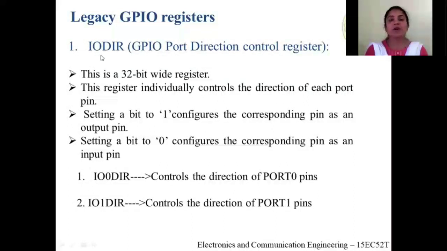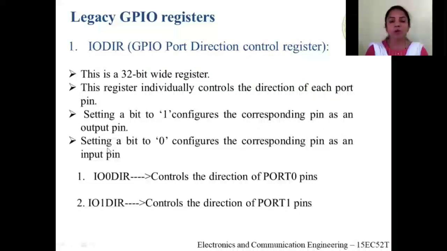By default, all pins act as input pins. If you want to set any pin on the port as an output pin, we have to configure 1 on the corresponding pin. That is, setting a bit to 1 configures the corresponding pin as an output pin. Setting 0 configures the corresponding pin as an input pin. By default, all pins act as input pins.